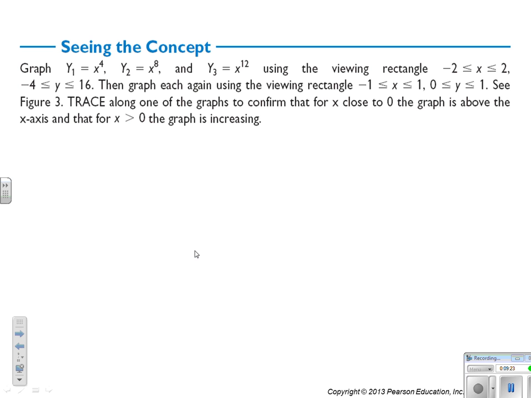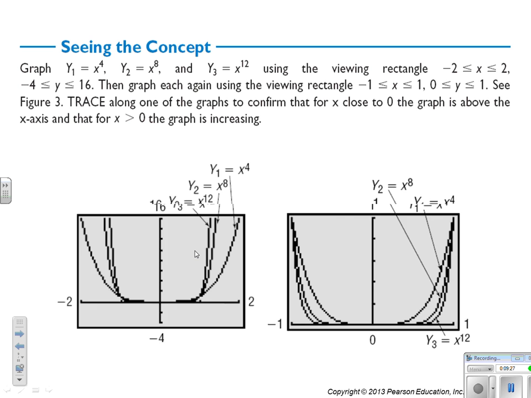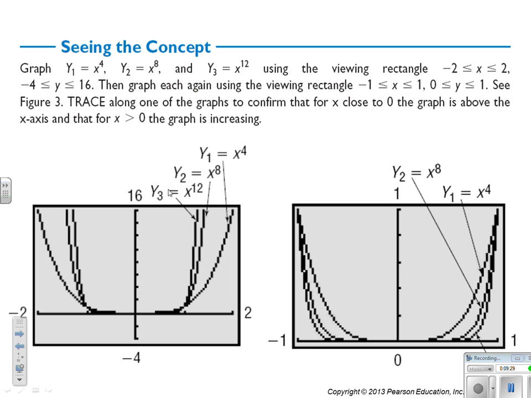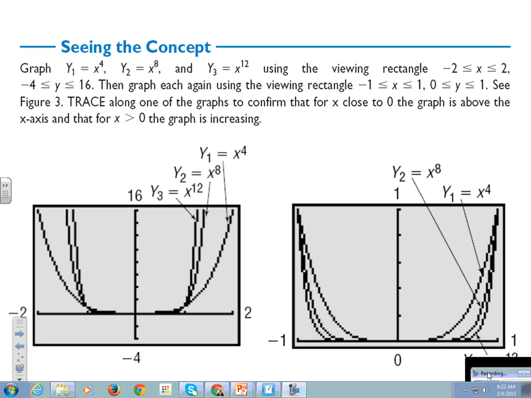All right, so we're going to graph some things in our graphing utility, which could be Desmos or your graphing calculator. When you graph y equals x to the 4th, y equals x to the 8th, and then y equals x to the 12th, the shape is similar, it just starts getting wider and wider at the base here. The base kind of flattens out.